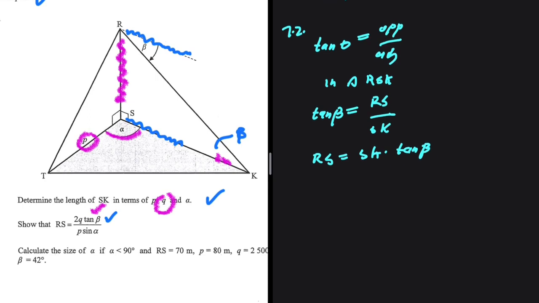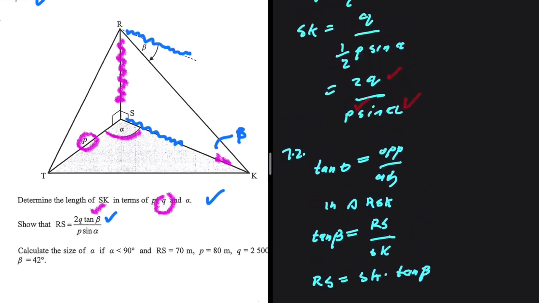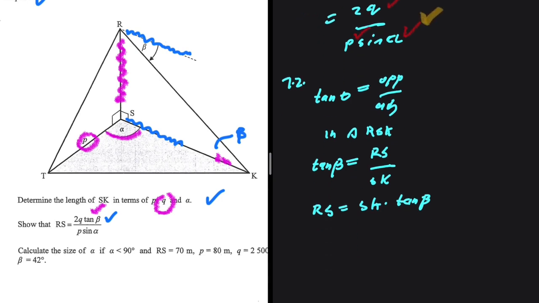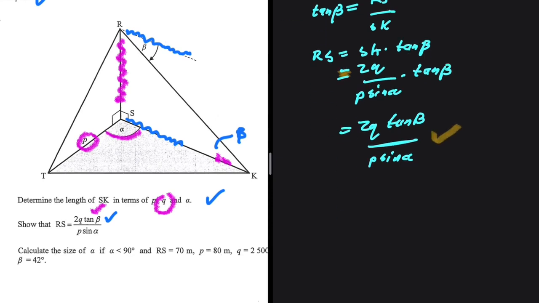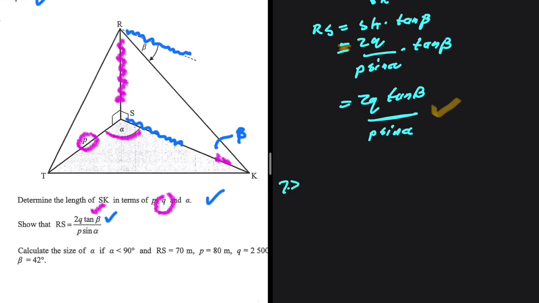But what is SK? We determined SK in 7.1. SK is equal to 2Q divided by P sine of alpha. So if we replace SK with that, we have 2Q divided by P sine of alpha multiplied by tan of beta. This is just equal to 2Q tan of beta divided by P sine of alpha. Exactly what we are required to show. That is 7.2. Let's take a look at 7.3.